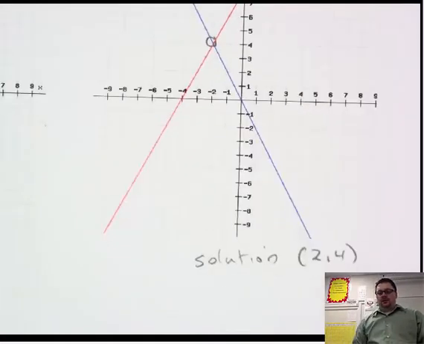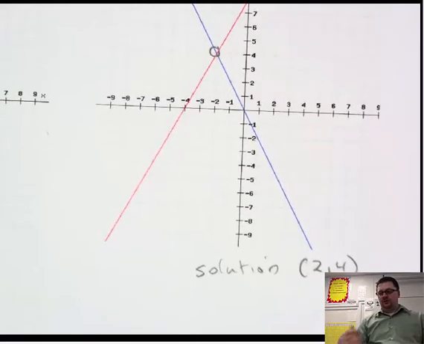Okay, now that's with a system of equations. Keep in mind that this one had one solution, and you did have options here of no solution or infinite solutions as well, but this is what it looked like for systems of equations.